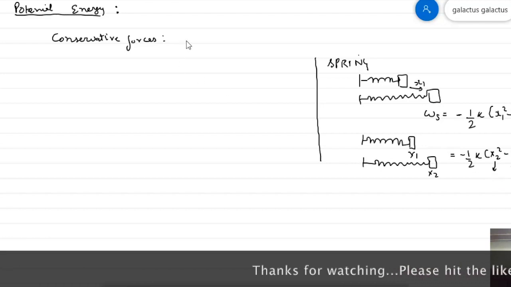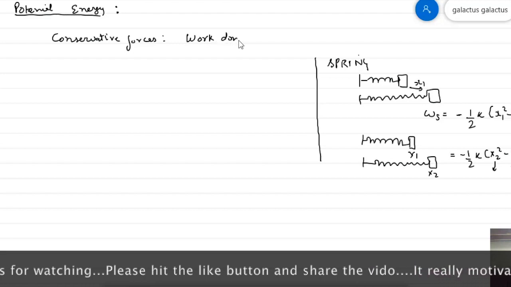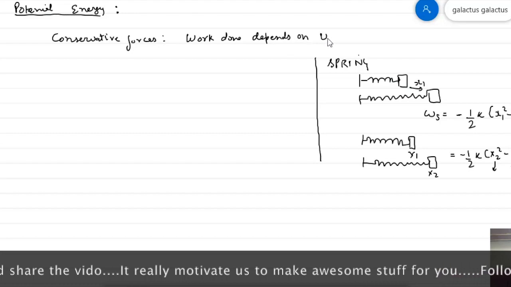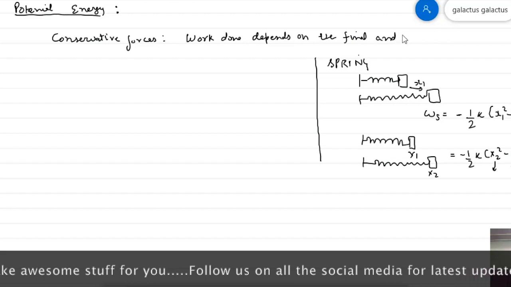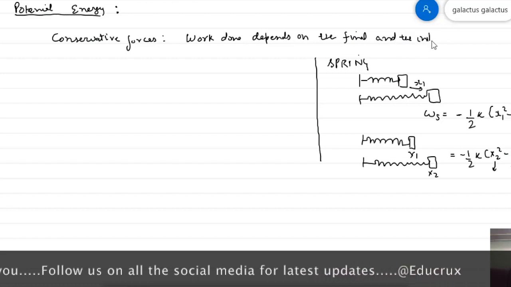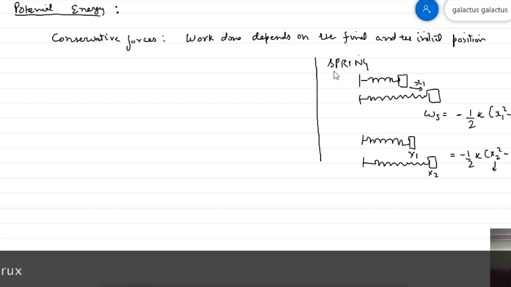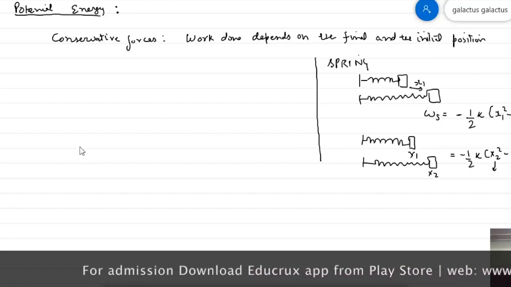So conservative forces are the forces in which work done depends on the final and the initial position. As we can see from the spring force, the work done by the spring force depends on the final position and the initial position. Now let us consider gravity.